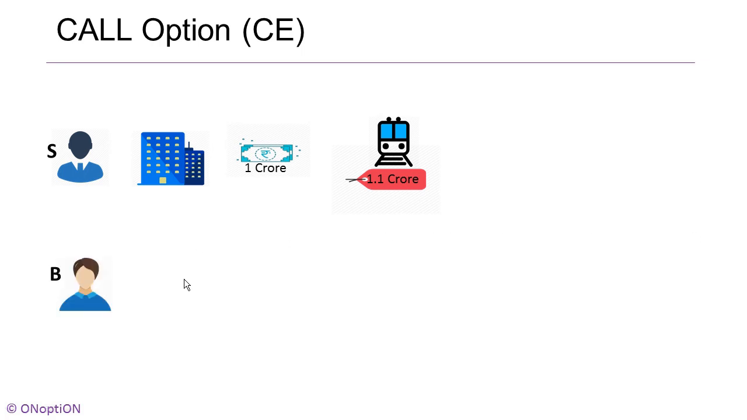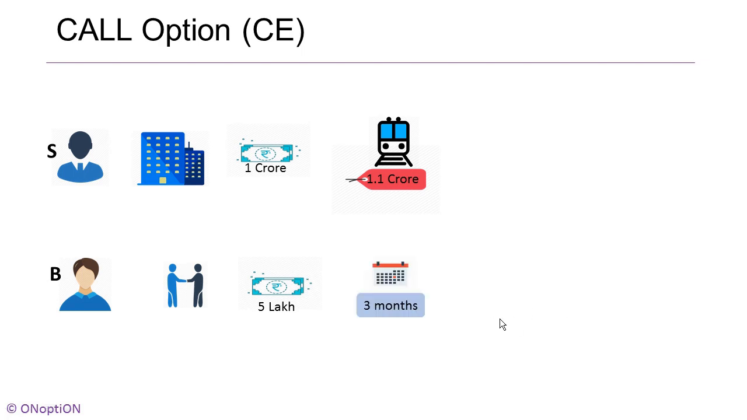There is a person called B. He is looking to buy an apartment in the same city. He comes to know about this apartment. Also, he knows that there is a metro station coming up nearby. So he discussed with this person S, and made an agreement that he would pay 5 lakh rupees as an agreement to buy this apartment in 3 months' time.